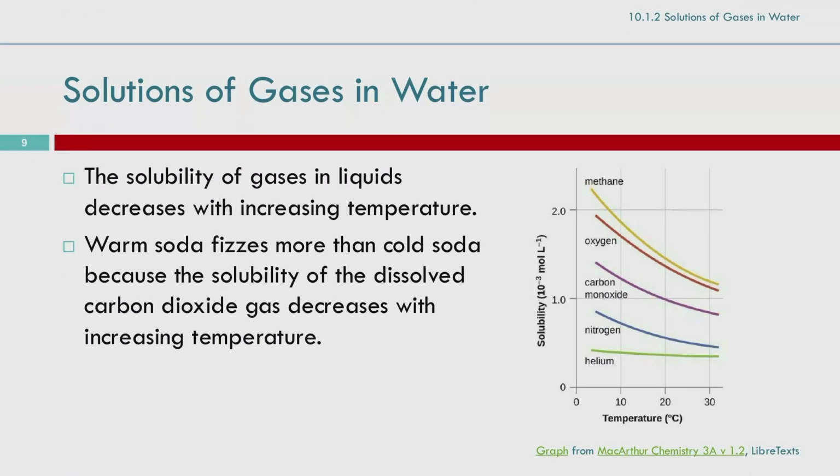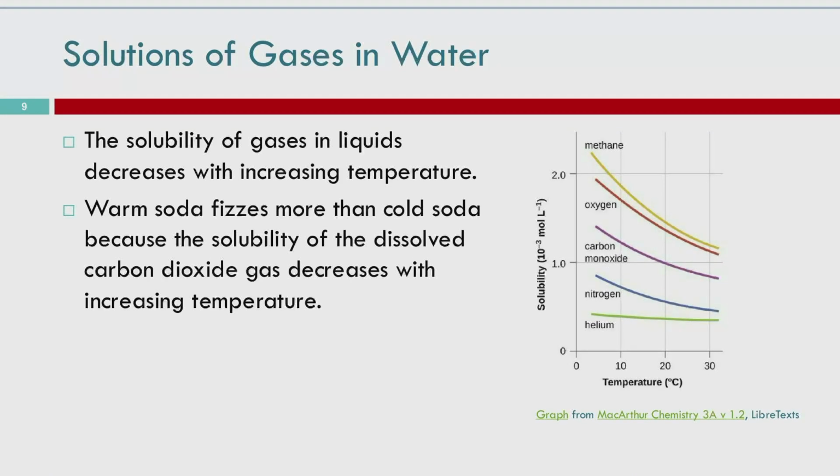The solubility of gases in water is the opposite of what it is for solids. So we've got the same sort of graph here. We've got temperature on the x-axis increasing left to right, and solubility on the y-axis increasing down to up. And generally, you'll notice that as we travel left to right, we're seeing these curves coming down. That means that as we're increasing temperature, our solubility is decreasing. So solubility of gases in liquids tends to decrease with increasing temperature.